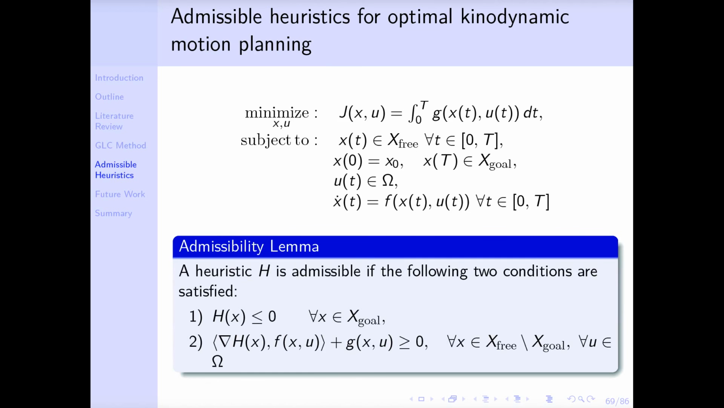Just to remind you of the problem formulation on the top of the slide, the cost function was mostly defined by this running cost g, and the dynamic model was determined by this function f. A condition that I found to be very useful for analyzing handcrafted heuristics for a particular problem is the following. We first check if the heuristic is less than or equal to 0 in the goal set. And secondly, we check that the inner product of the gradient of the heuristic with the dynamic model, plus the running cost, is greater than 0 on the free space minus the goal set. If these conditions are satisfied, the heuristic is an admissible heuristic.